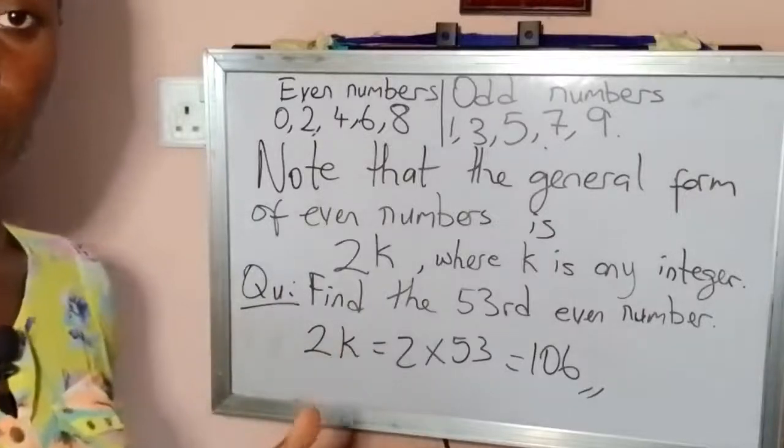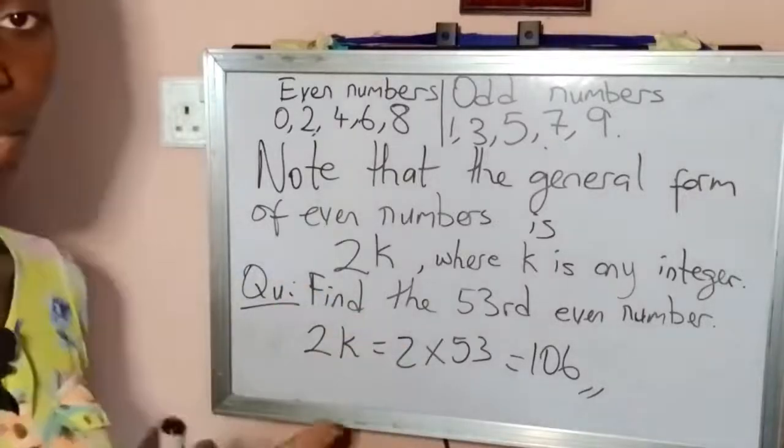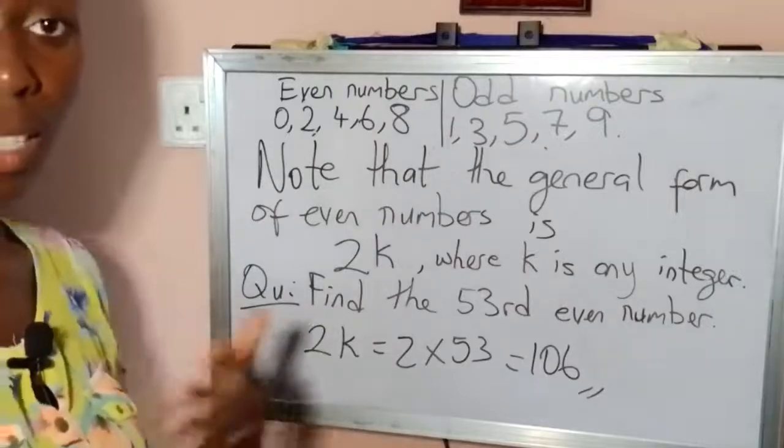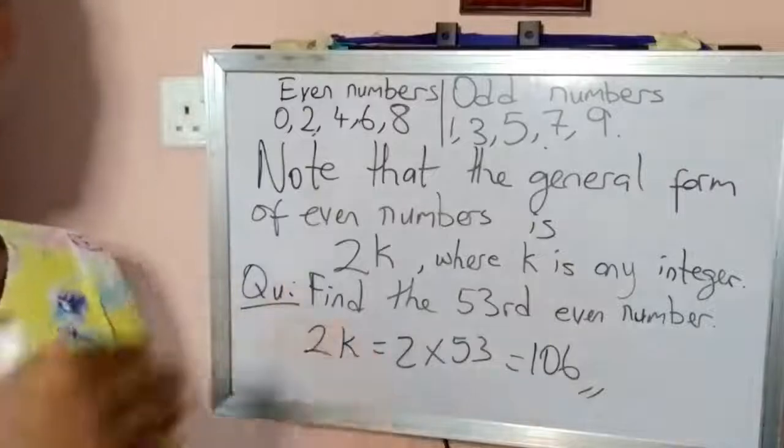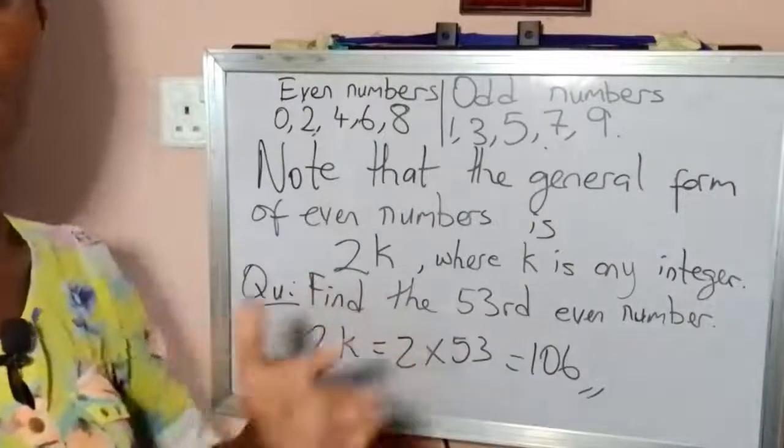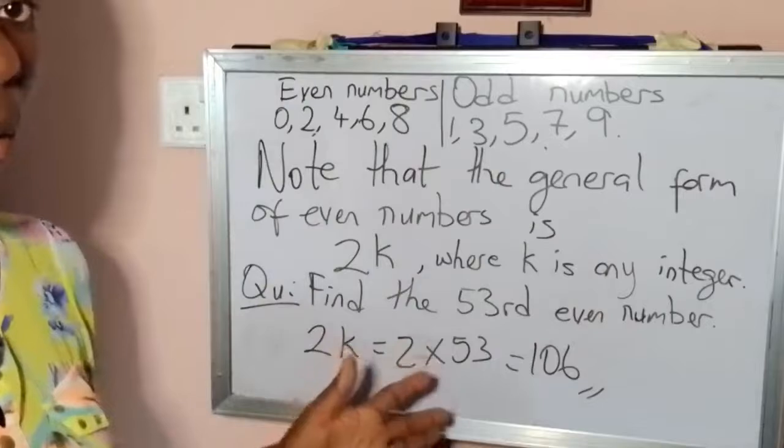Now it's very easy to get them. When you get the first number, which is 2, all you just need to do is add 2 to it and you get the next number. Add 2 to that, you get the next number. You keep doing that and you see yourself getting all the even numbers that are required.